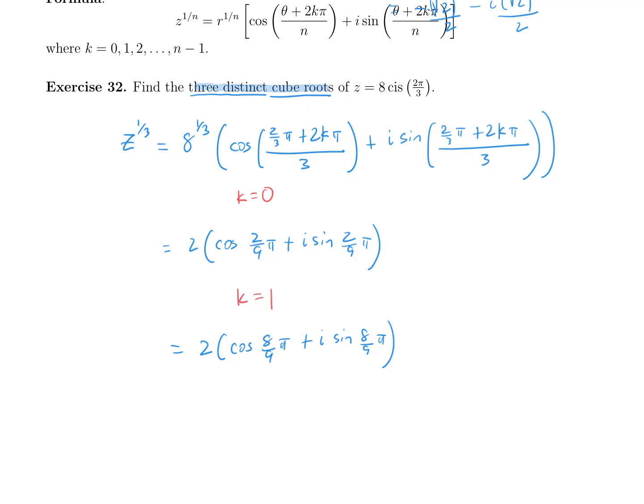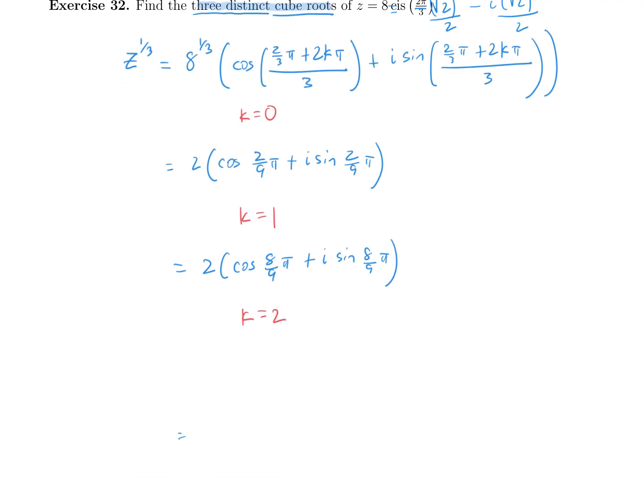All right, for the final third cube root, you're going to plug in 2 for k. So this is going to be 4 pi, 4 pi plus 2/3 pi divided by 3. I'll let you do that work. It's going to be 14/9 pi. So let's write that out. Okay. And that will complete this section.